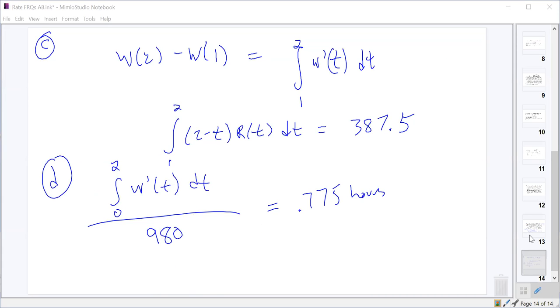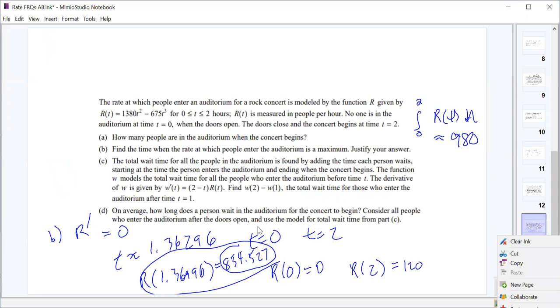So it's just asking us, on average, how long does a person wait? The total amount of time waited for all people, right? This is the total wait time for all people who enter the auditorium before time T. That's what W represents. If we can figure out what W of 2 is, we should be able to divide that by the total number of people that showed up to the concert.